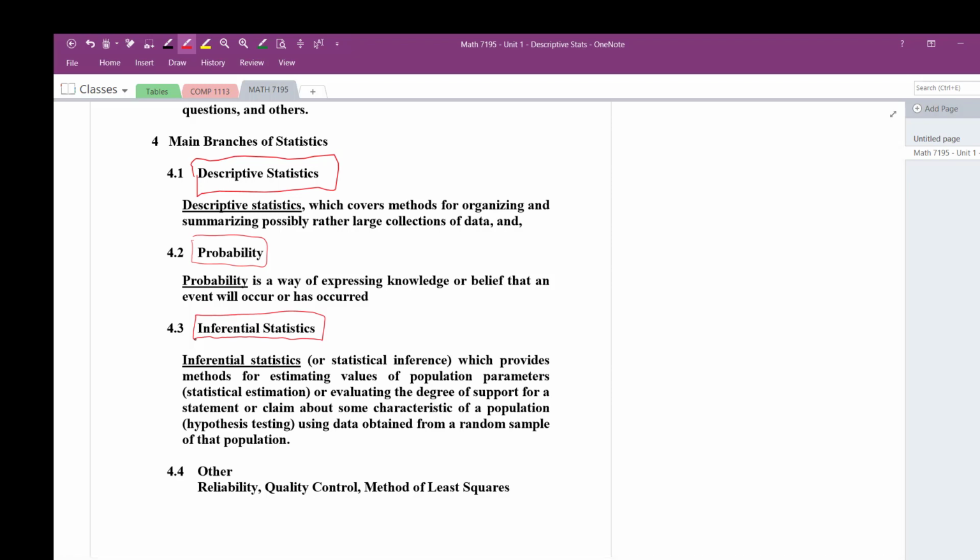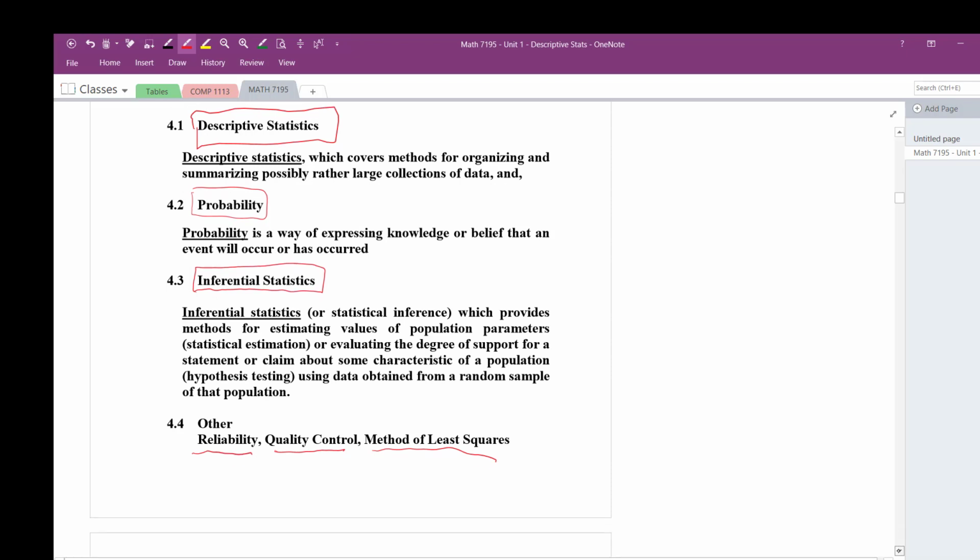Other things that we can do in statistics are study reliability. We can talk about quality control, curve fitting and least squares. So there are lots of different things we can discuss, and in this course we actually do cover quite a broad variety of these things. By the end, we'll have a pretty good sense of the basics of statistics.